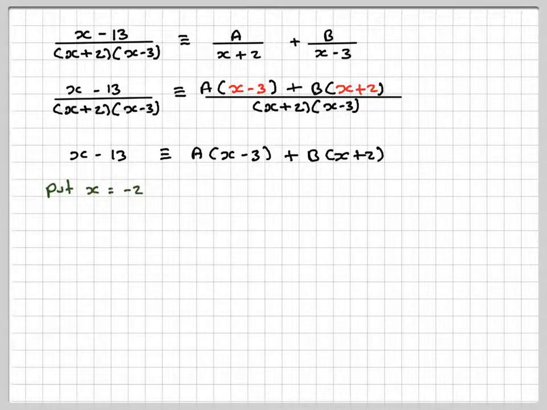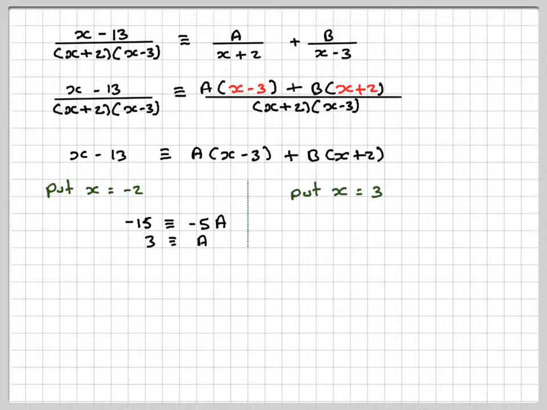Put x is equal to minus 2. So putting x equal to minus 2 on this side, you're going to get minus 2 minus 13, which is minus 15. Here nothing, and you're going to get minus 2 minus 3, which gives you minus 5A. So we're going to get that A is equal to 3.